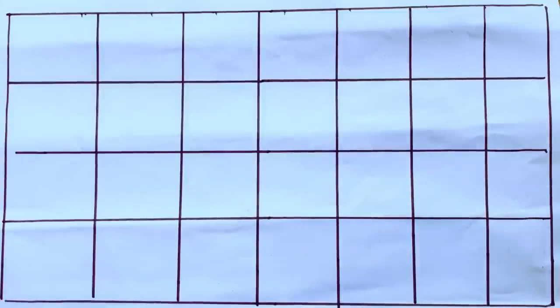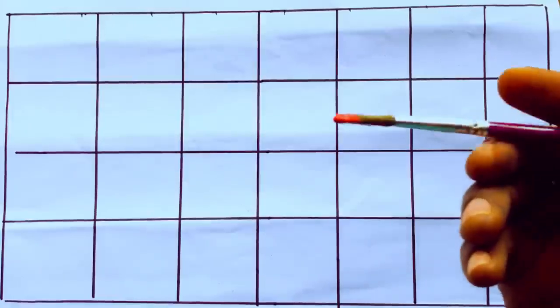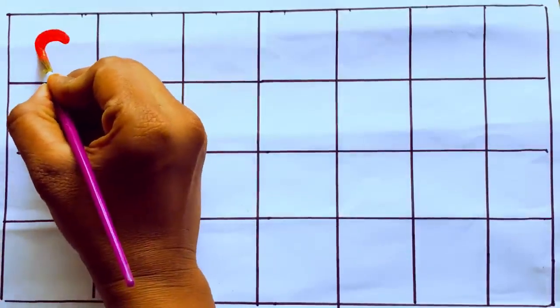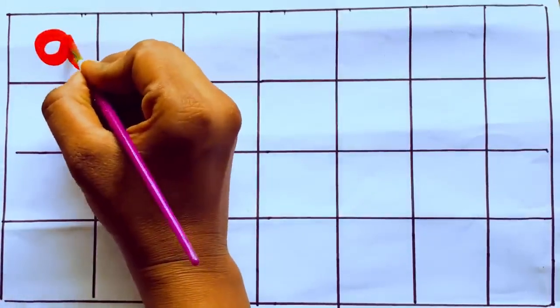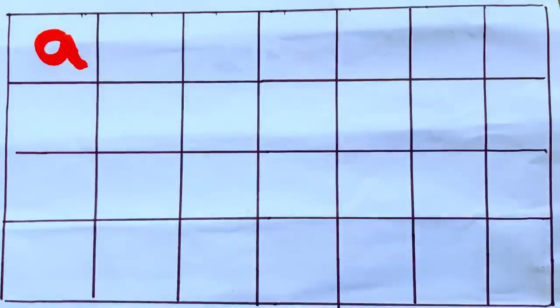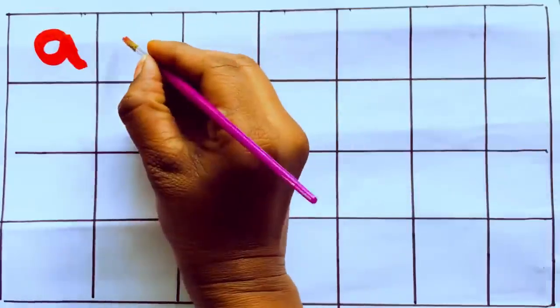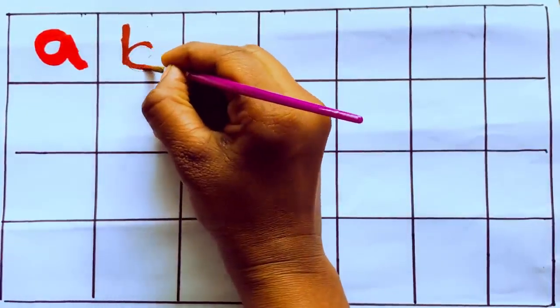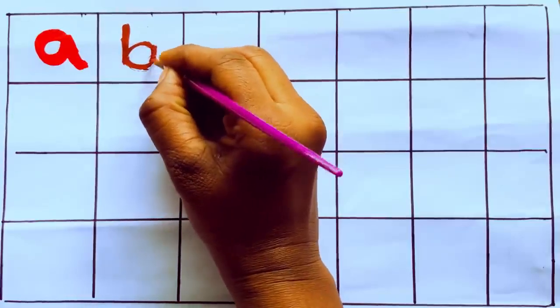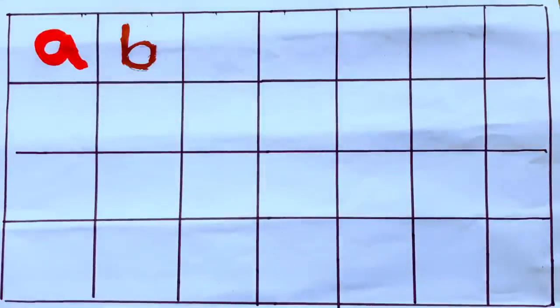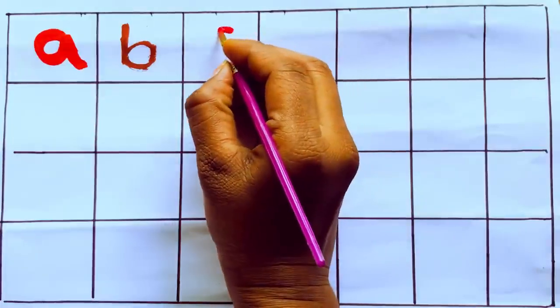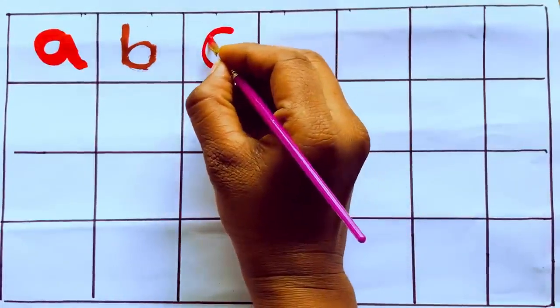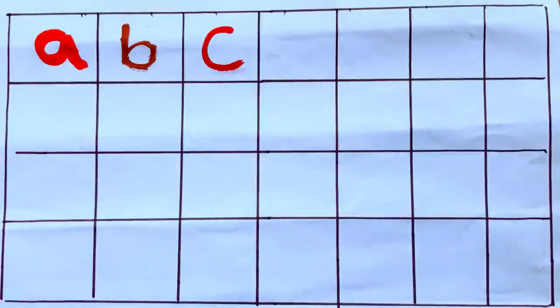Okay, let's draw the alphabets. Orange color, A for apple. Brown color, B for ball. Orange color, C for cat.